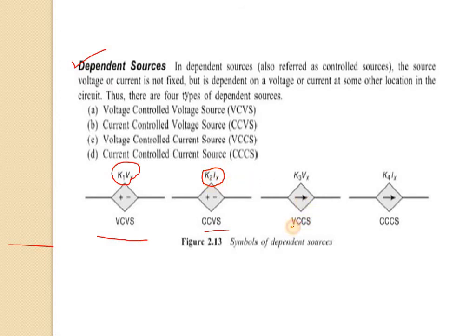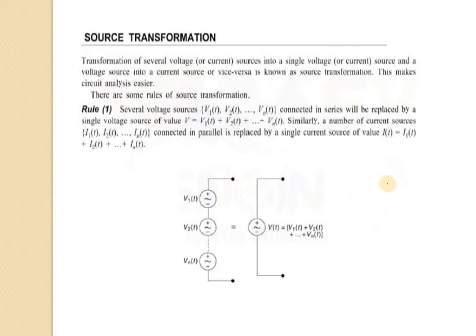Third one is voltage controlled current source. That means it is dependent on some other voltage, that is Vx. So Vx is the voltage on which it is dependent. Fourth one is current controlled current source. That means it is dependent on some other current. So that current is Ix. So these are the symbols of the dependent sources present here.